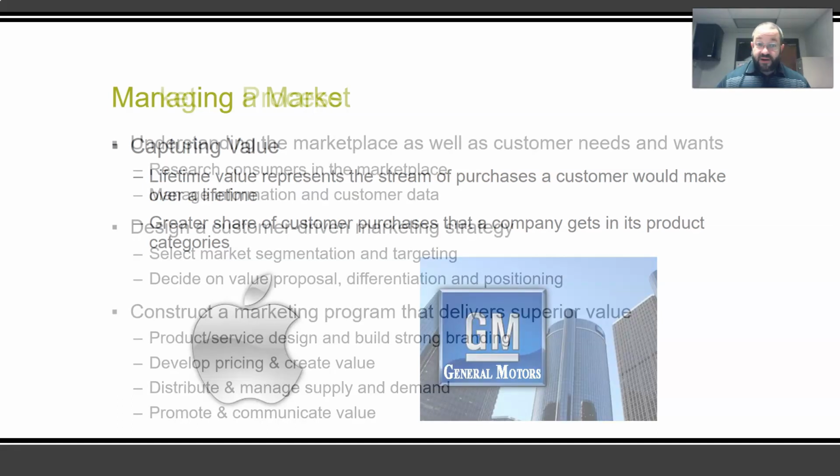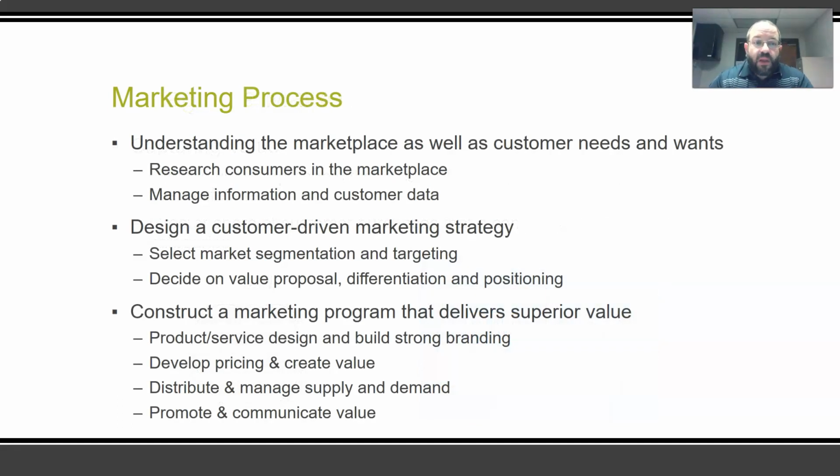All right, so one last slide here, I believe. Let's see here. Understanding the marketplace as well as the customer needs and wants. You got to do it. You got to do the research if you're going to be in marketing. If you're going to be in business, you got to know what the people want, okay? And you've got to manage the information and the customer data. In other words, you got to look at it, you got to see it, you got to apply it properly, okay? Design a customer-driven marketing strategy.